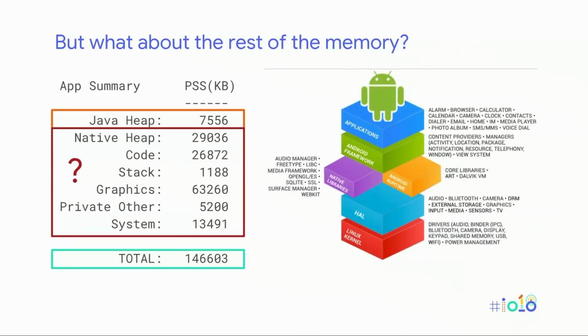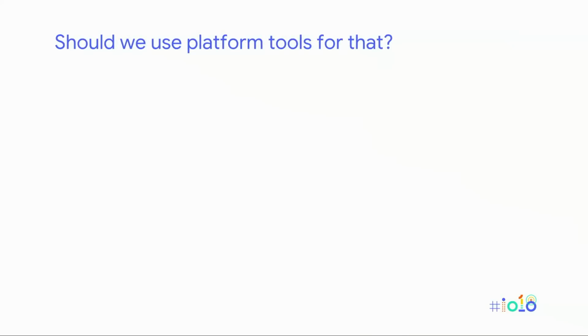By the way, I live in the orange block in the middle, the Android runtime. That's where I am in the stack. So you might ask, okay, so this memory is coming from the platform or within the platform. Should we be using platform tools to diagnose this memory?